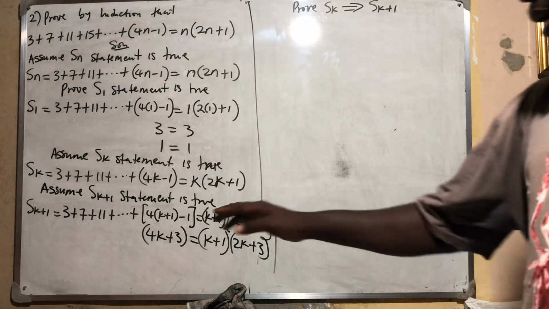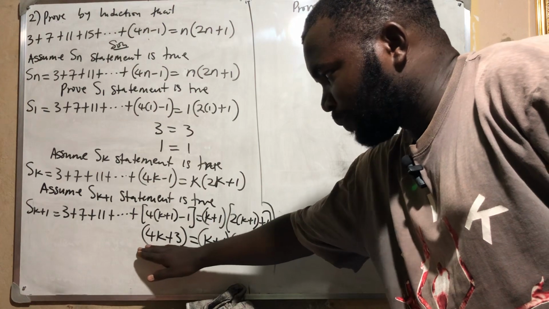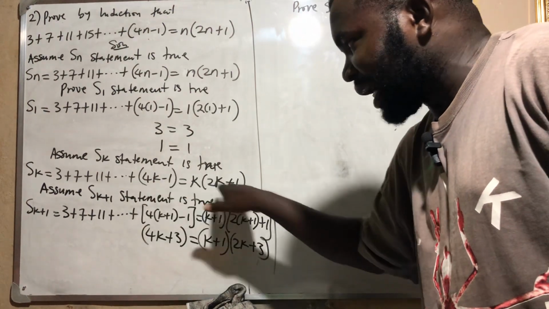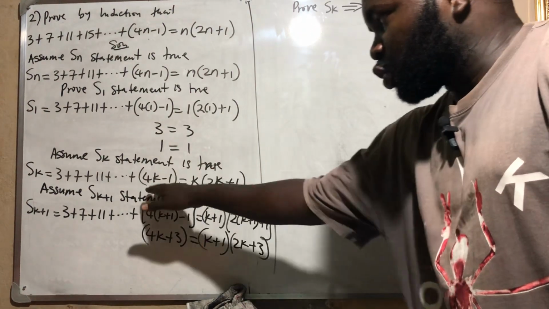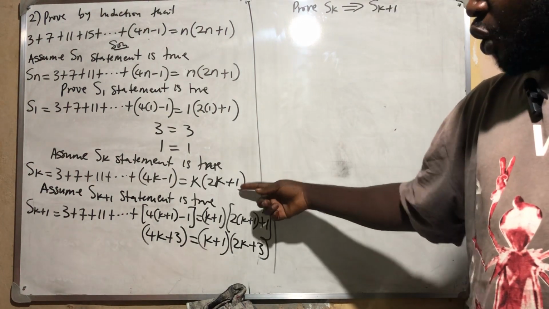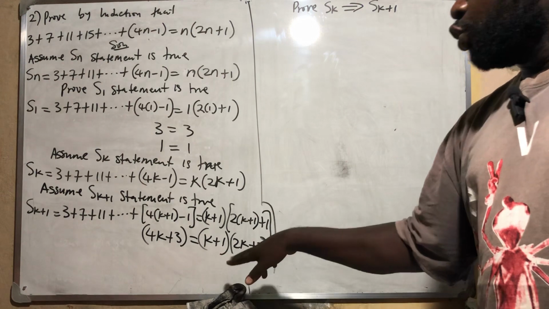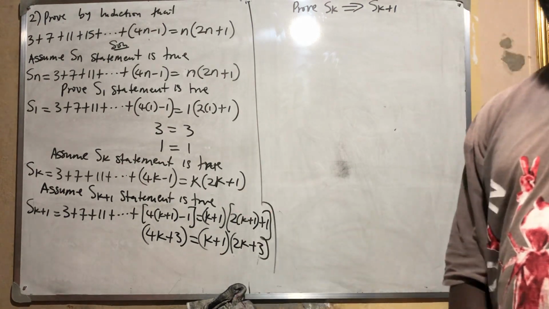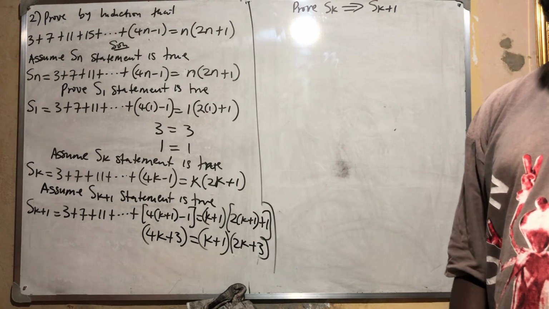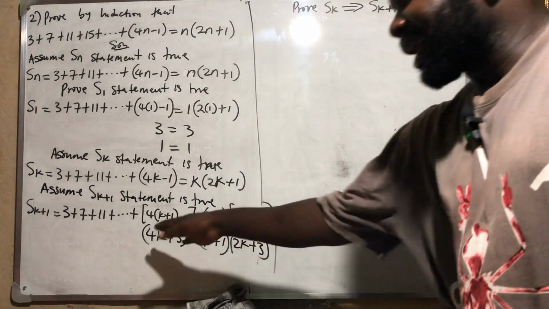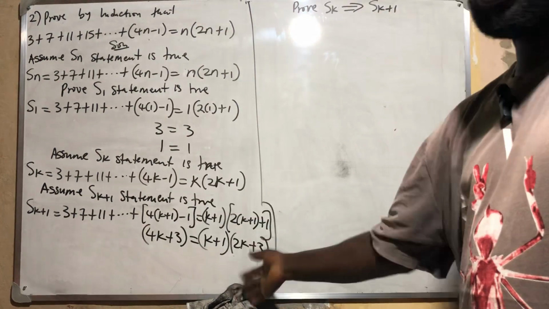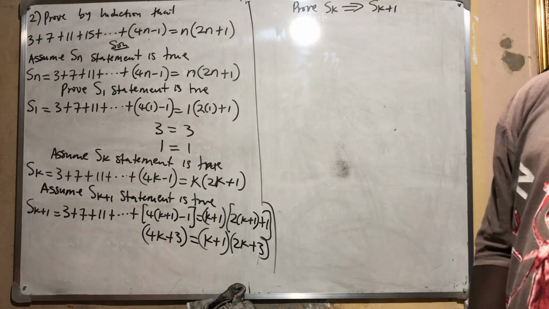Please write it down. Carry the left hand side of S(k+1) and add it to both sides of Sk. Once you add it, you now solve the right hand side of what you have added until you get the right hand side of S(k+1). Are you getting me? For S(k+1), you are carrying the left hand side, then you are solving to get the right hand side. That's all. So let us do that.